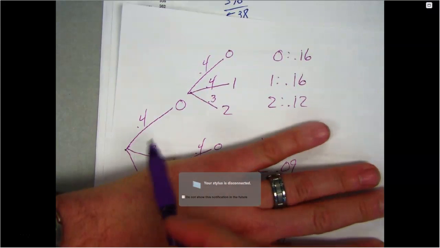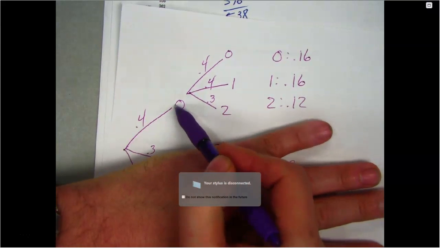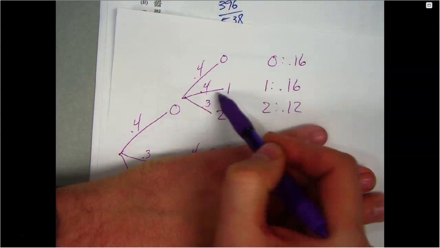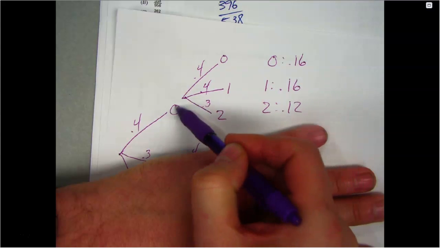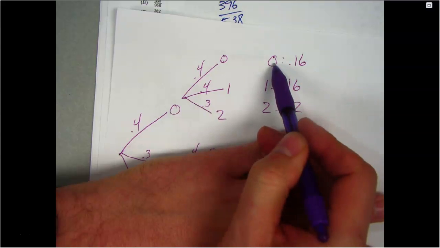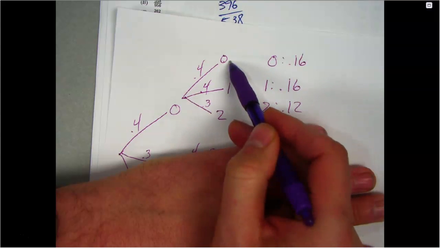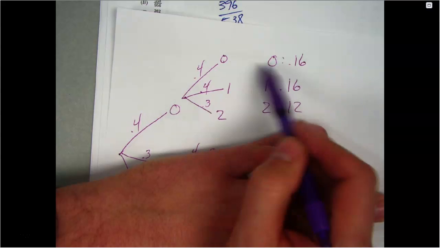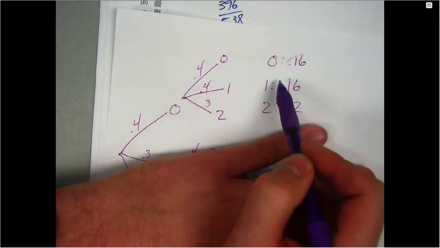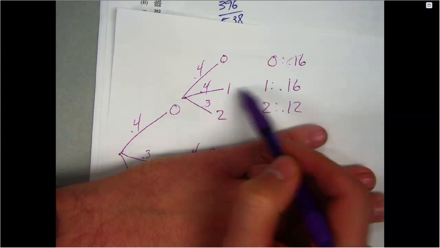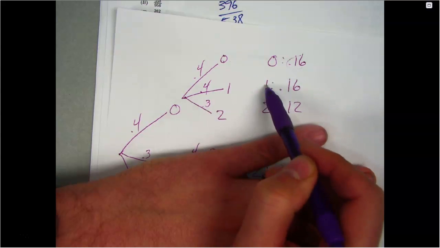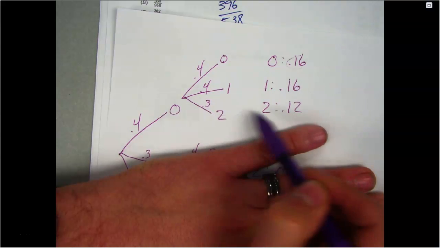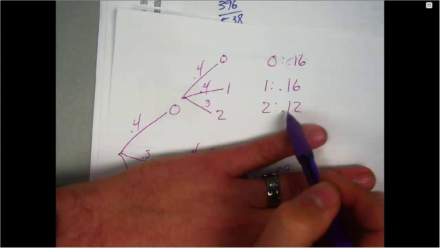So my first roll could be a 0. There's a 40% chance of that. And then my second roll could be a 0, 1, or 2. If I rolled a 0 and then a 0, what's my sum for the 2 times I played? If I add up a 0 and a 0, I got a 0 total. And there is a 0.4 times 0.4 or 16% chance of that. If I got a 0 and then a 1, my sum is 1. There's a 16% chance of that. If I got a 0 and then a 2, my sum of those two rolls is 2, and there's a 12% chance of that.